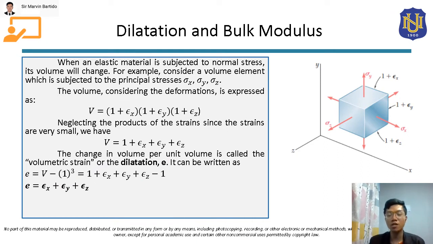Therefore, the formula for dilatation will just be equal to epsilon x plus epsilon y plus epsilon z. So that's how we solve dilatation. You just add all the strains experienced by the element upon application of the stresses.